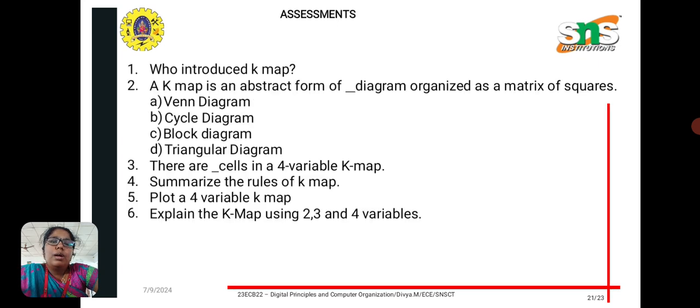Assessments include: who introduced the K-map; K-map is an abstract form of a diagram organized as a matrix of squares, whether it is a Venn, cycle, block, or triangular diagram; the number of cells in a four variable K-map; summarize the rules of K-map; plot a four variable K-map; and explain the K-map using 2, 3, and 4 variables. These are the assessments you can access yourself.